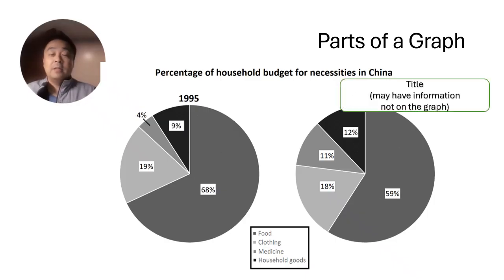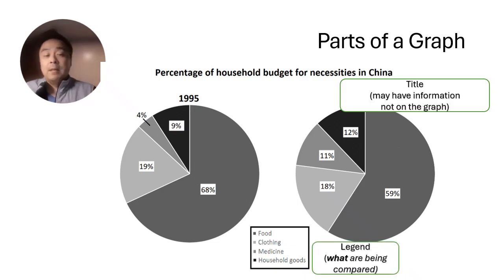We have the title, which, like the rubric, gives you context and background about the data. For instance, this is data from China. We have the legend. The legend tells us what each slice of pie represents, and this is what we are comparing. Now, in a pie chart like this, we're also comparing across time, and this is represented by year.